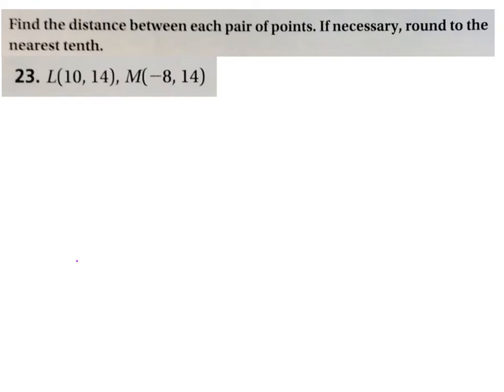Okay, we're finding the distance between the points. If necessary, round to the nearest tenth. Since we're going to be using the distance formula, let me write it here at the top. You should always write the formula first. D is equal to the square root of x2 minus x1 squared plus y2 minus y1 squared.